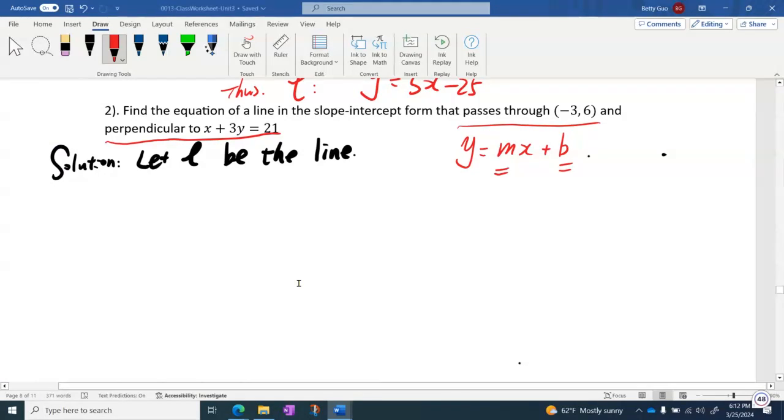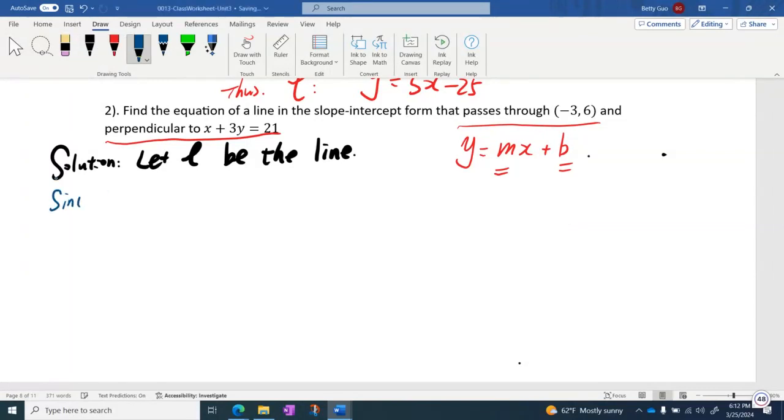When it comes to parallel or perpendicular, those are about slopes, right? If two lines are parallel, they have the same slopes. If two lines are perpendicular, then their slopes multiply to negative 1. Parallel and perpendicular are directly related to slopes. So I'm going to start from the second piece of information, perpendicular, and then see if we can find the slope for the straight line L we're looking for.